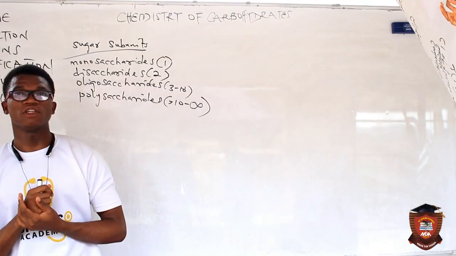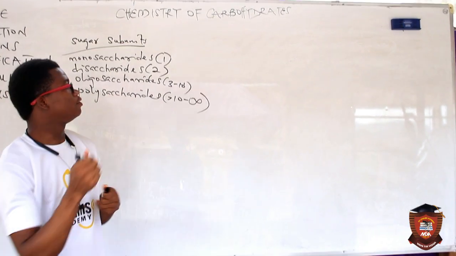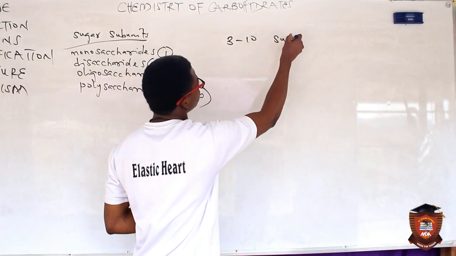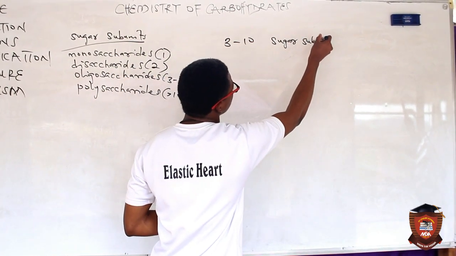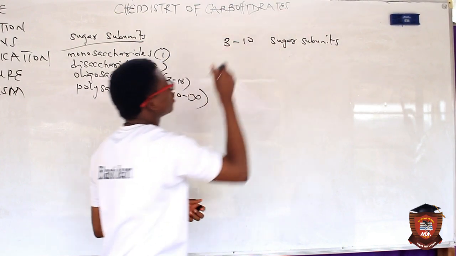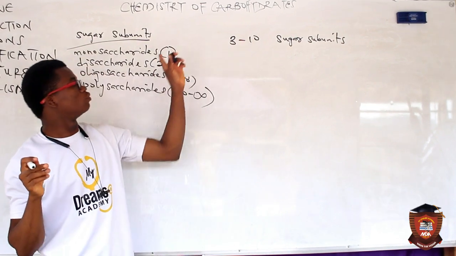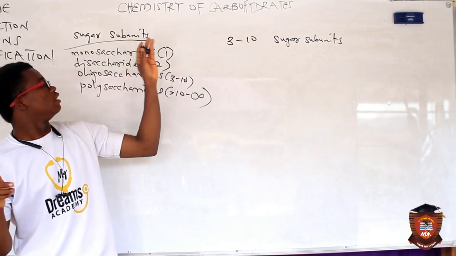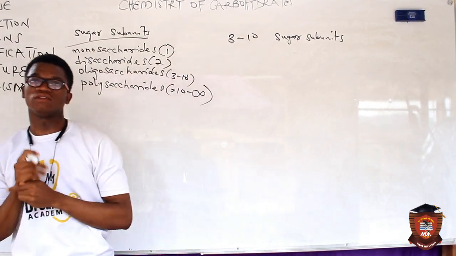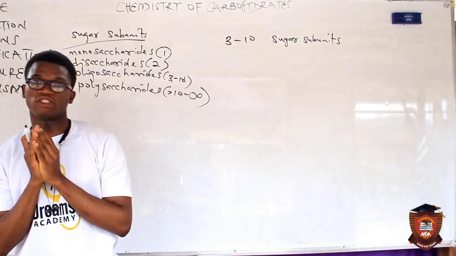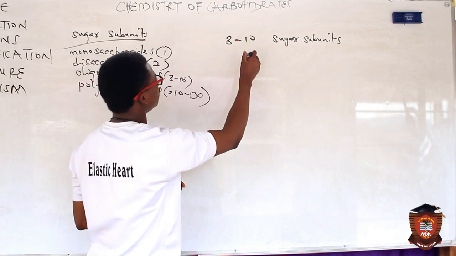So about the oligosaccharides, they contain between 3 and 10 sugar subunits. So they are called the oligosaccharides. Oligo means a few. So between 3 and 10 is the number of sugar subunits that is contained in an oligosaccharide. There are not so many examples of oligosaccharides in nature, but the most popular one is the raffinose.